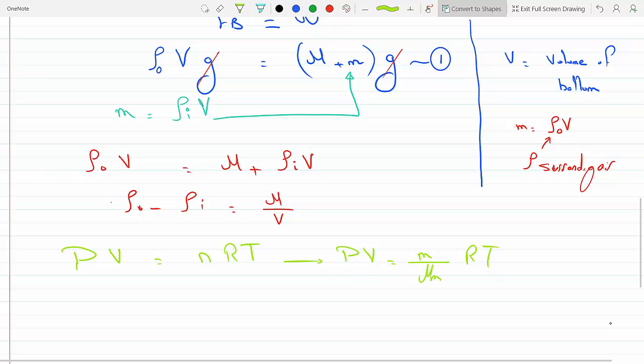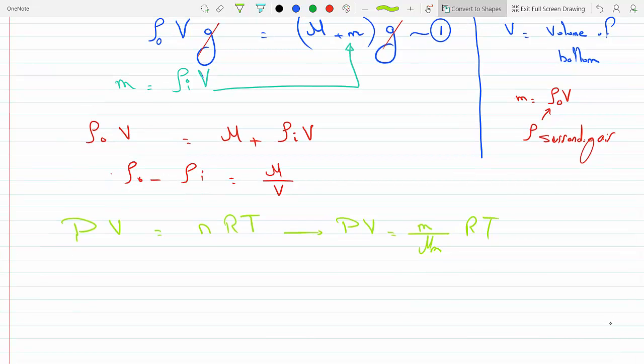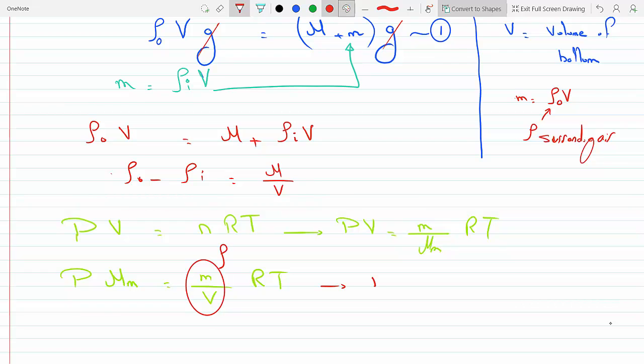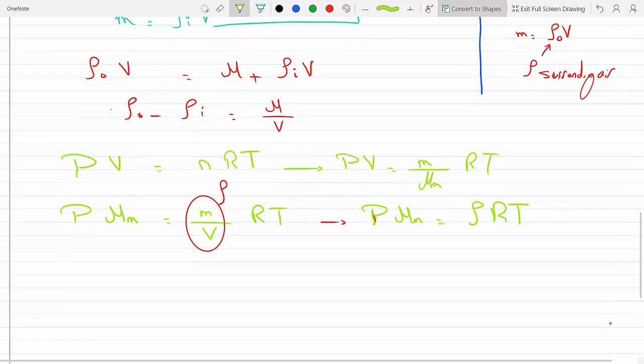If I divide both sides by V, I would get P times the molar mass equals mass over volume, RT, and this is nothing but the density. So now I have the pressure times the molar mass equals the density times RT. Okay, great.